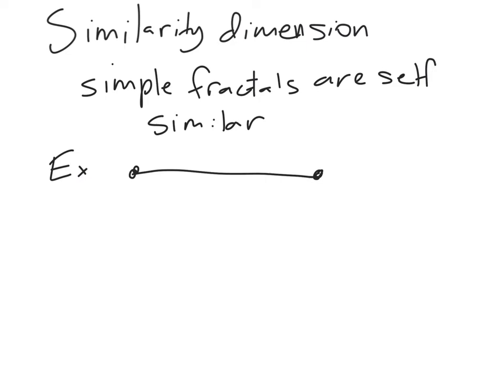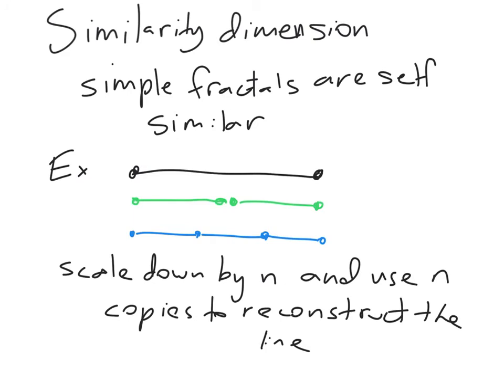And I want to scale this line down by 2 and ask how many copies of itself we need to reconstruct the line. And when I scale it down by 2, I need 2 copies. If I were to scale it down by 3, I need 3 copies. And etc. If I scale it down by n, I need n copies. Okay, so scale down by n and use n copies to reconstruct the line.